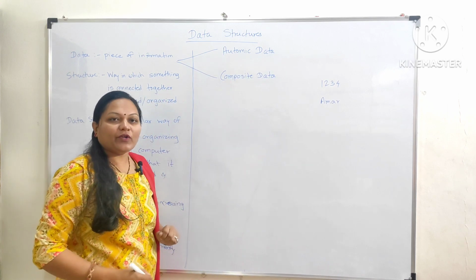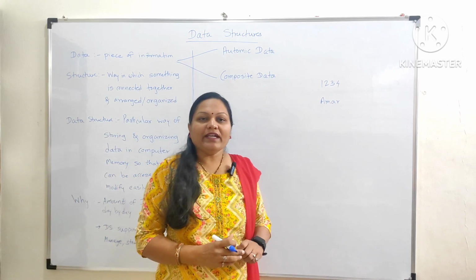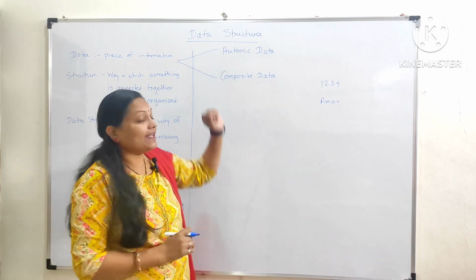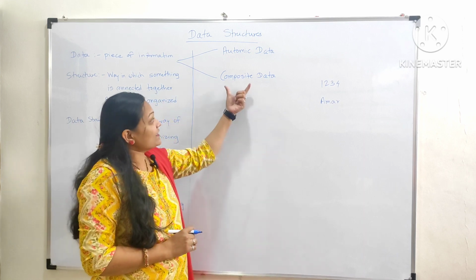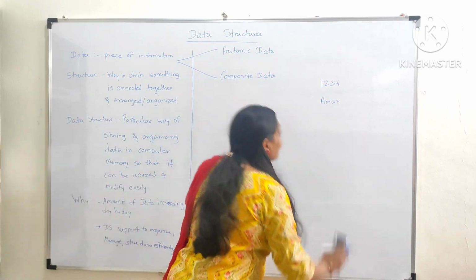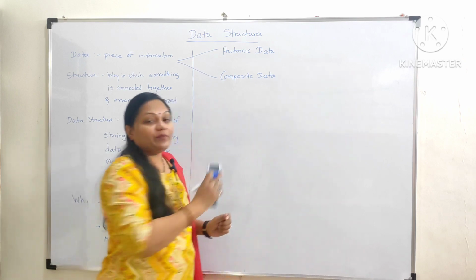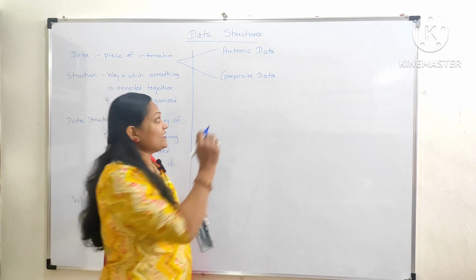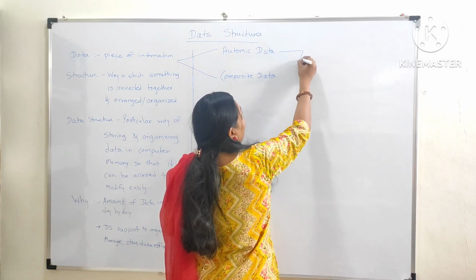So what do we mean by atomic data? Atomic data we cannot decompose. It is a single entity only. If you are considering composite data, we can decompose it. So that is the main difference between composite data and atomic data. Let's see the example for atomic data.